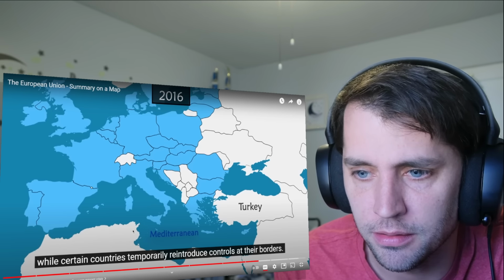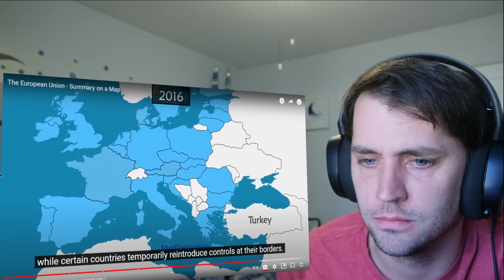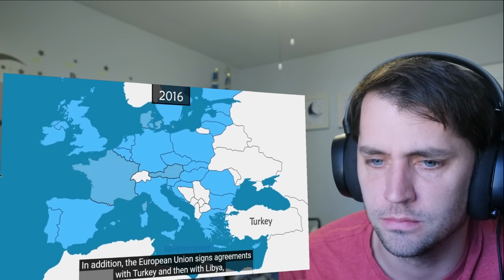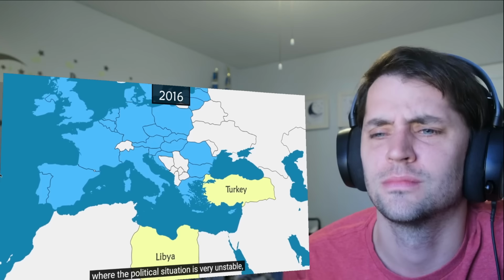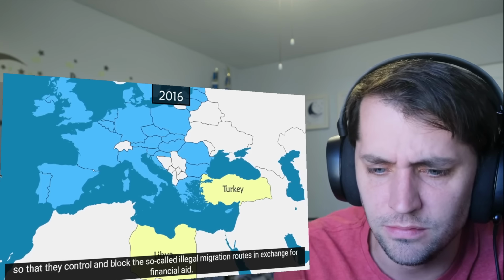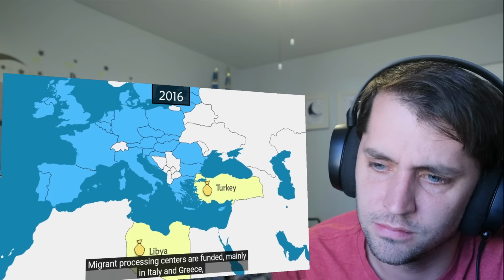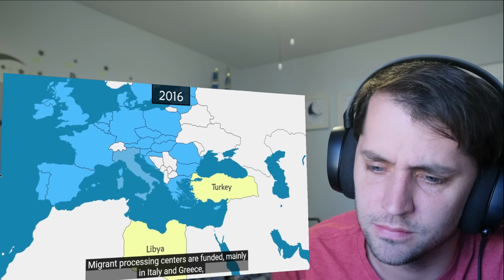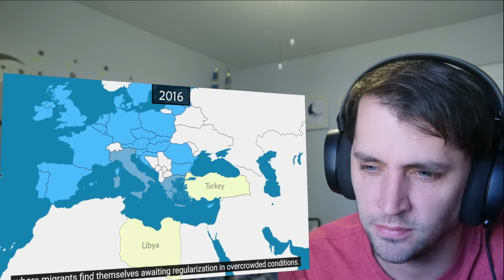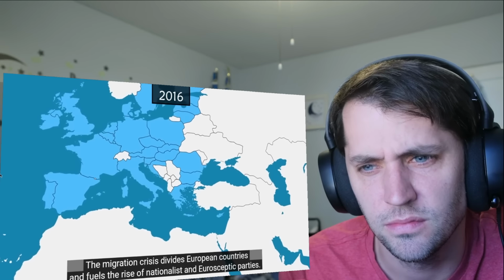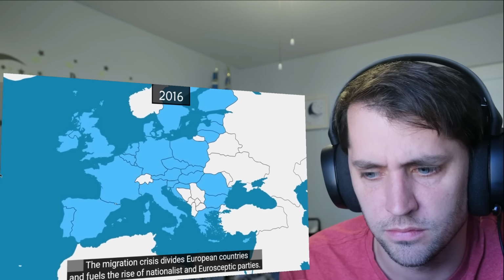But on the other hand, sometimes it's not feasible. Certain countries temporarily reintroduce controls at their borders. In addition, the European Union signs agreements with Turkey and then with Libya, where the political situation is very unstable, so that they control and block the so-called illegal migration routes in exchange for financial aid. Migrant processing centers are funded, mainly in Italy and Greece, where migrants find themselves awaiting regularization in overcrowded conditions. The migration crisis divides European countries and fuels the rise of nationalist and Eurosceptic parties.